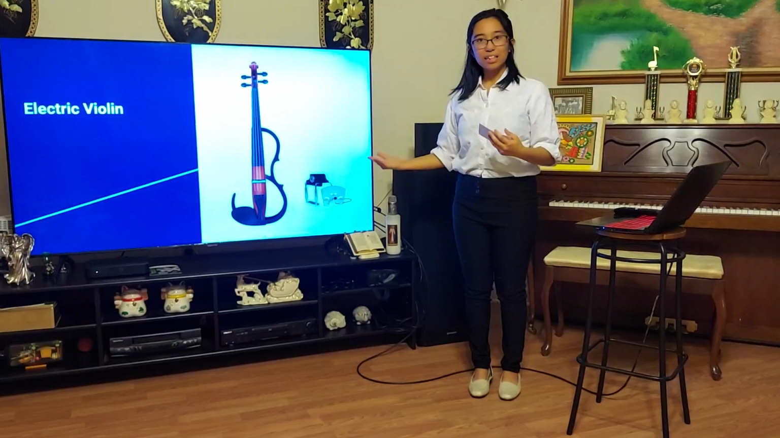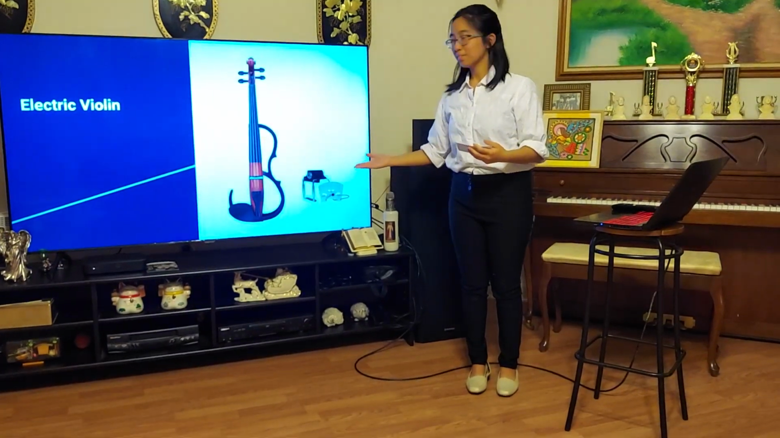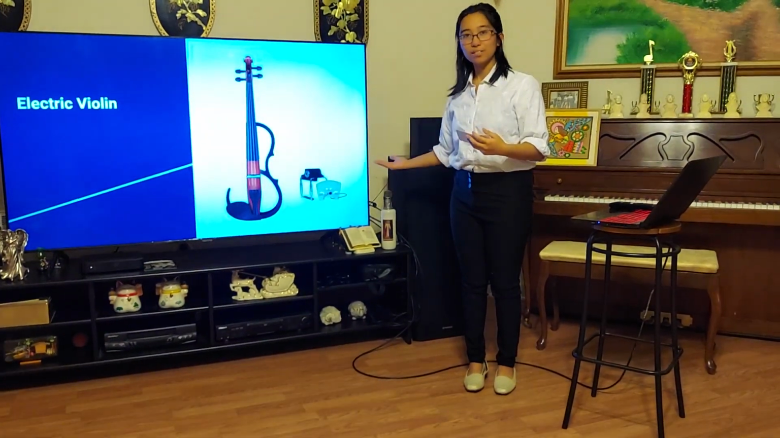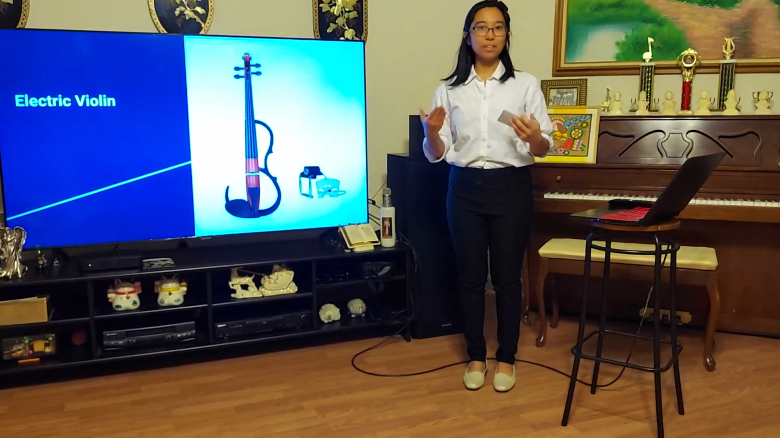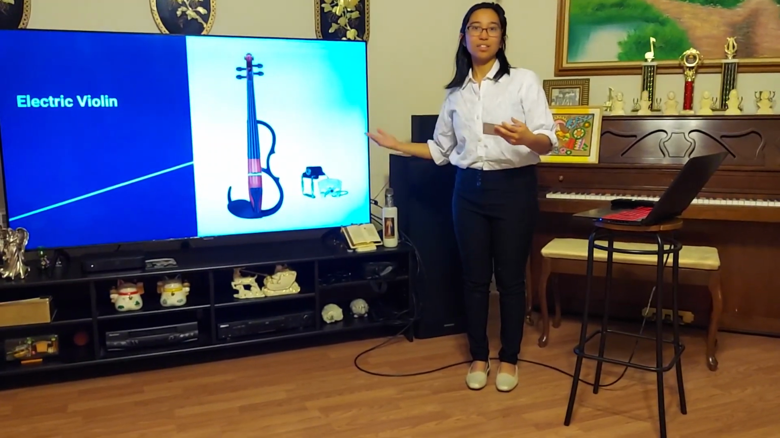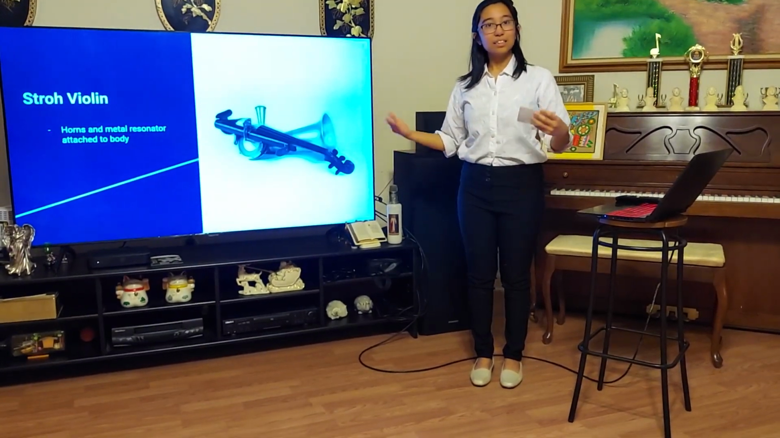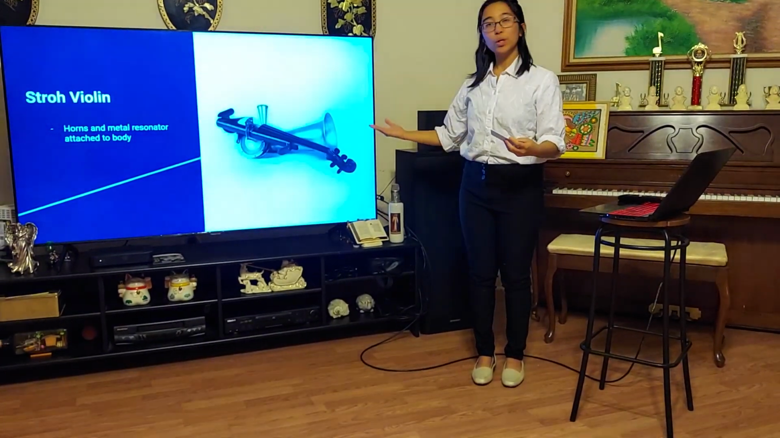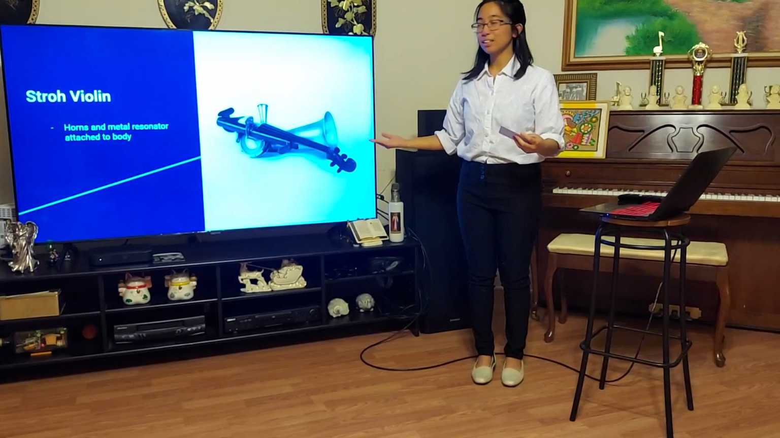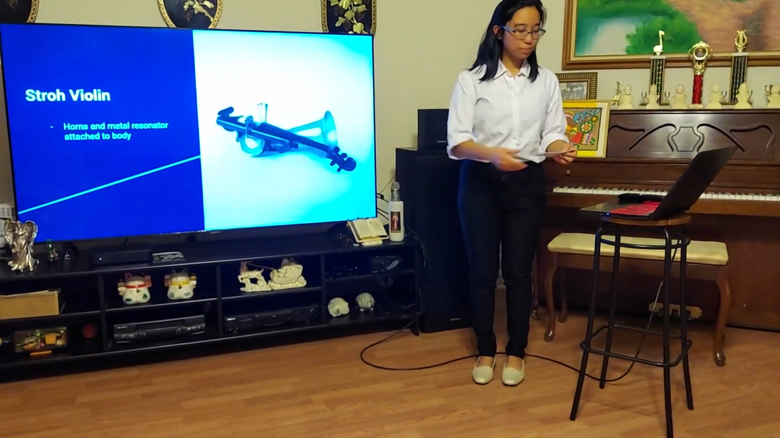An electric violin does not have a hollow body. They use a pickup or a small microphone to transfer the vibrations onto an amplifier or speaker. The Stroh violin is a string instrument that has 2 horns and a metal resonator attached to the body.